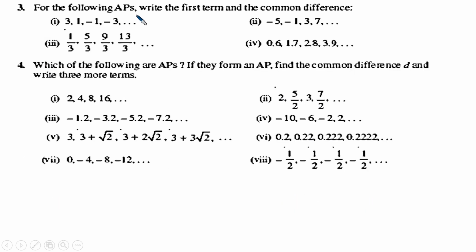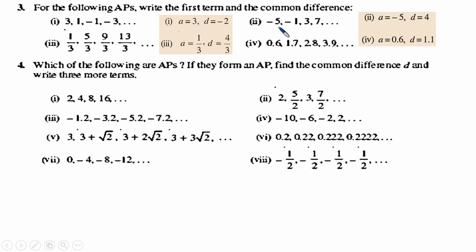Now third, for the following APs, write the first term and the common difference. The first term here is 3, here a is 3, and the difference is minus 2. So 3 minus 2 is 1, then 1 minus 2 is minus 1, so the difference is minus 2. Similarly here the first term a is 1/3 and d is 4 by 3. Just go through it and see. 5 by 3 minus 1 by 3 is 4 by 3.